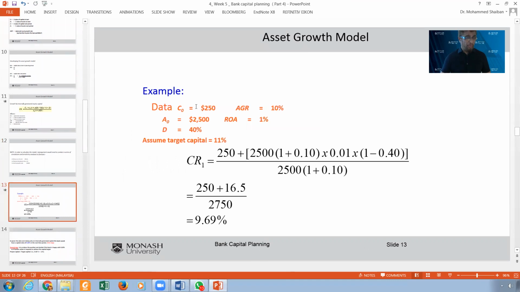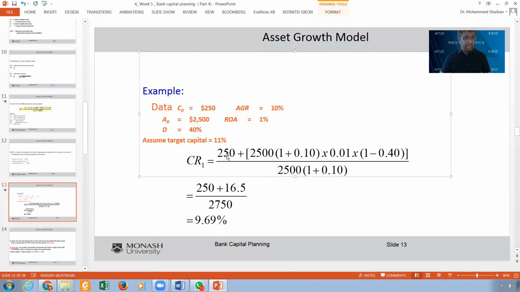If I tell you the capital at the beginning of the year was 250, and the asset was 2,500. And then we expected the return on asset, which means the profit, to be 1%. We expect the growth to be 10%, and we expect the dividend, the dividend settings, which is the payout, 40%, and we assume a target capital of 11%.